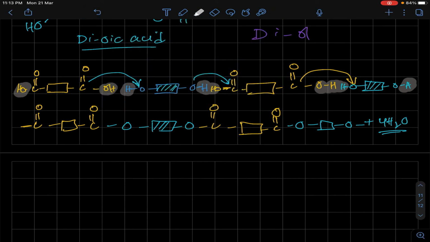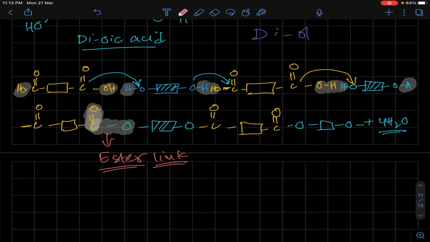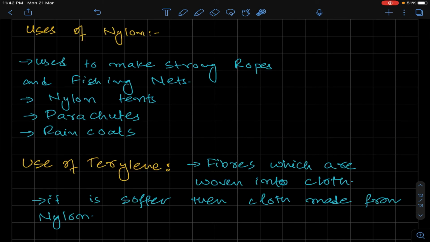because if you look at the structure closely, the linkage which we have got here is this. This is the linkage. The C double bond O from acid is linked with this oxygen from alcohol. So this is known as an ester link. So in nylon we have an amide link, in terylene we have an ester link. So how many ester links do we have here? Again an ester link, and this is again an ester link, and this is the residue of an ester link, and the structure is continued on both sides. So that's why we call it polyester.